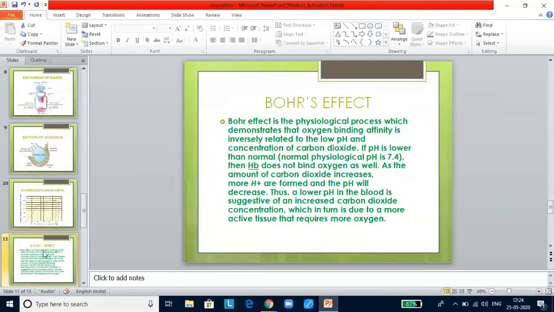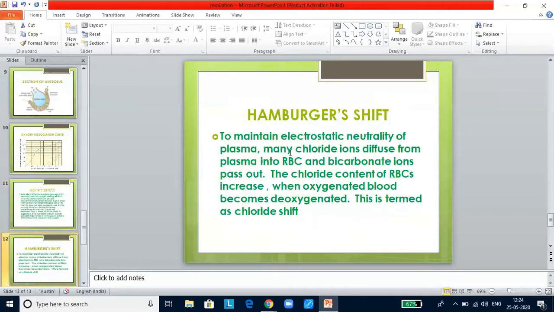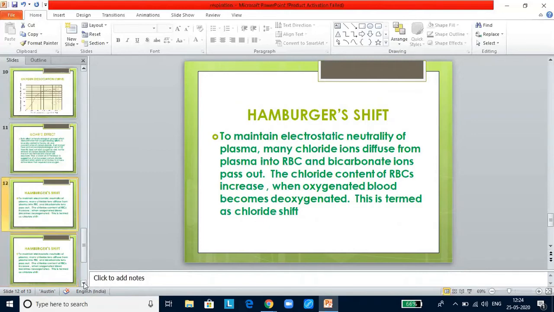Now let us see the next effect, that is Hamburger. This is also very important. To maintain electrostatic neutrality of plasma, many chloride ions diffuse from plasma into RBC and bicarbonate ions will pass out. The chloride content of RBCs increases when oxygenated blood becomes deoxygenated, and this is termed as chloride shift or Hamburger shift, and it is named after the person who discovered it.